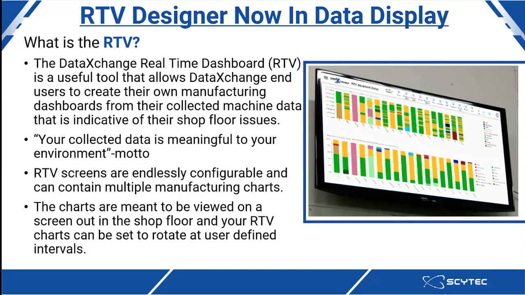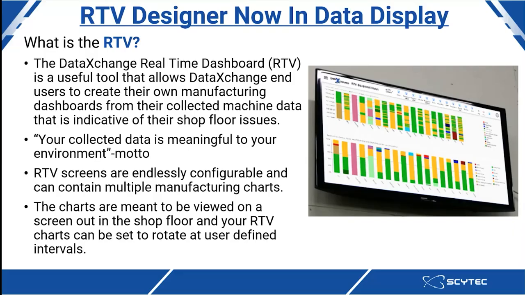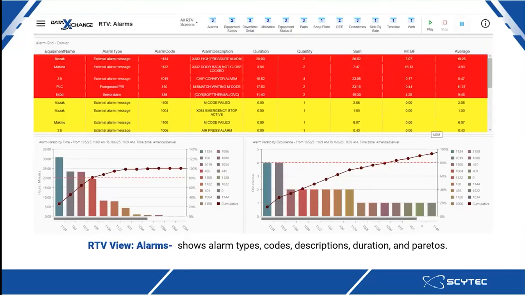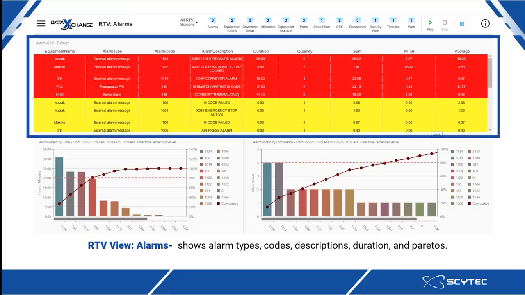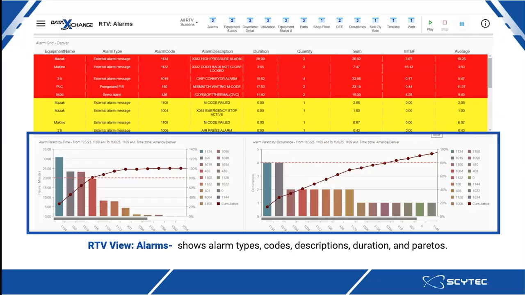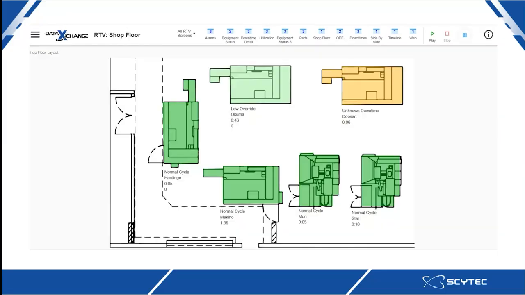I'm going to be going over a couple of common RTV charts, just for those of you that are new. This is a common canned one that you can find pre-made inside of DataXchange, which is your RTV alarms, showing alarm types, codes, descriptions, their duration, and Paretos. Another common RTV view that you can have as a dashboard is your RTV shop floor layout view. This is commonly a top-down view of all the machines that you can find on your shop floor. You can upload any image into the RTV Designer for this, but what we're looking at here is a top-down view of a typical shop floor.